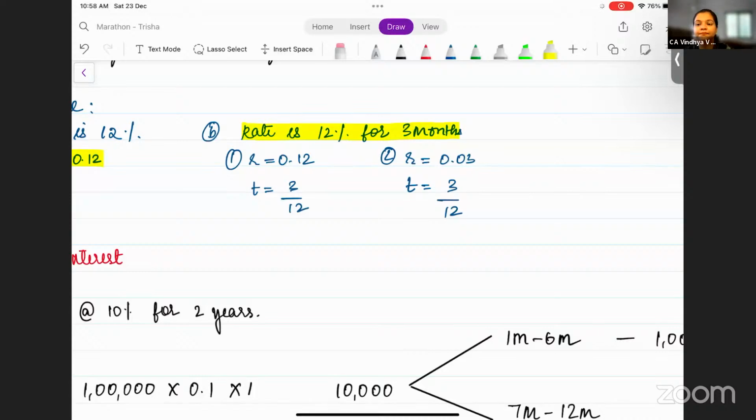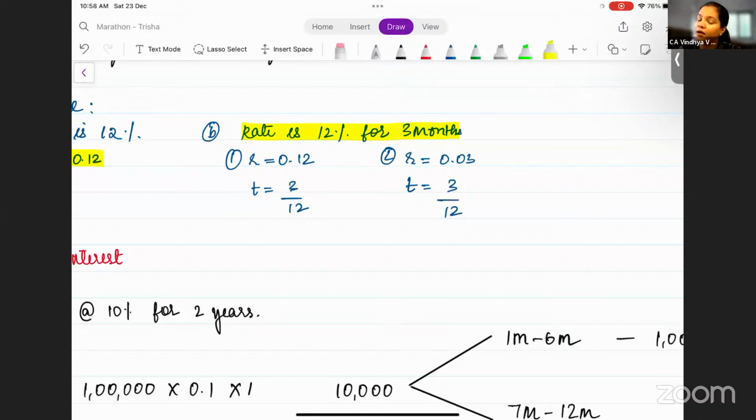Quick, quick, quick. Is it the first one that you will consider or the second one? What is it? Be attentive. Second one. Okay. Anyone else? All right, 0.03. Okay. Yes.